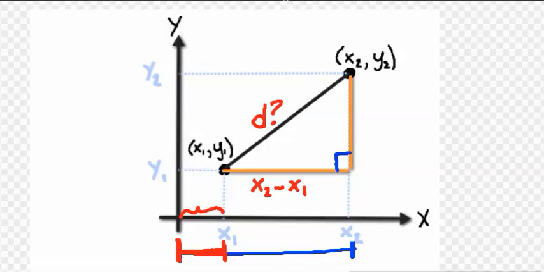Now it's the exact same idea for this vertical leg here. We've got this whole length here, which is y2, and we want to take out this bottom bit, which is y1. So this piece here is y2 minus y1.